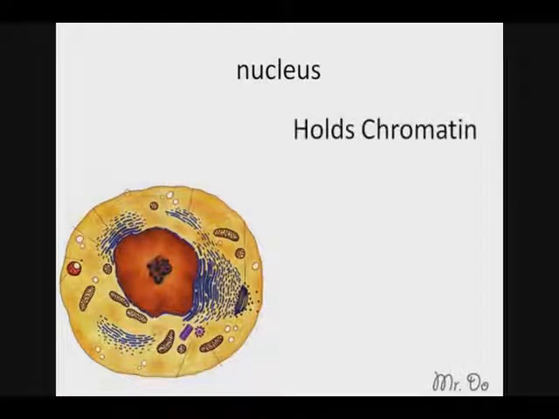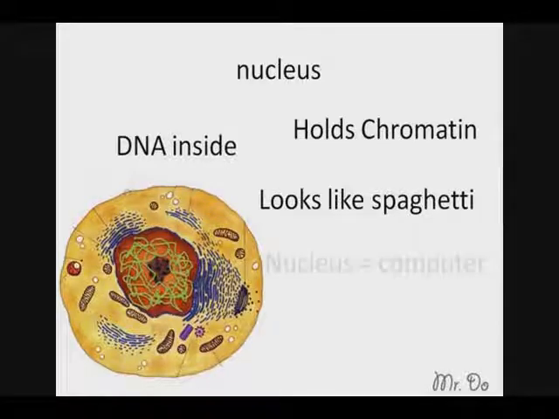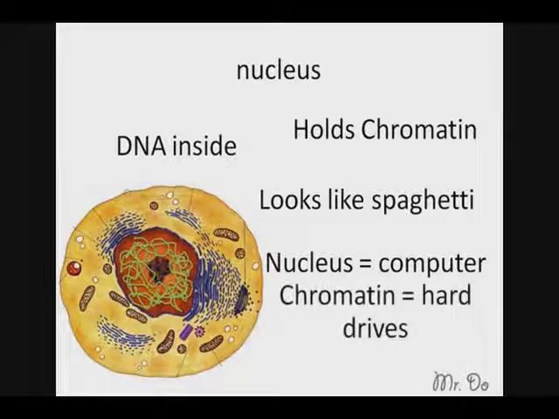The nucleus holds information, we know that. What is the information inside the nucleus? It's called chromatin. And it's kind of like squiggly, spaghetti-like. It holds DNA inside of it. So those are chromatin. Inside the chromatin is DNA. So if you were to think that the nucleus is like a computer, then the chromatin are the hard drives, and the DNA is equivalent to the files inside the hard drive.